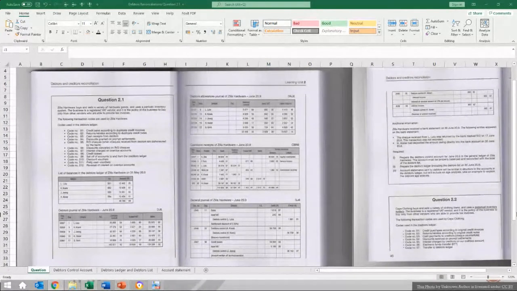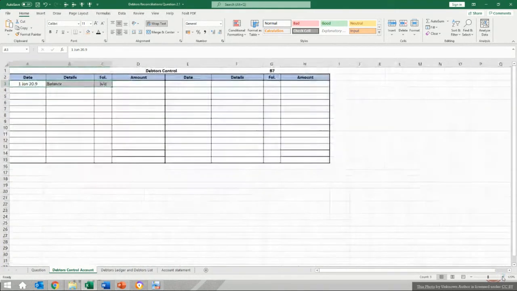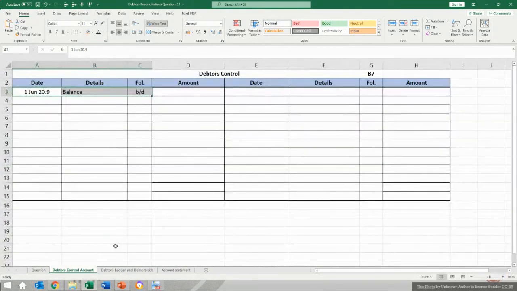So when you do your debtors control account, you would list it as follows. Now we would create the opening balance on the debit side. Okay, let me just make this bigger so all of you can see properly. So it would be on the debit side.